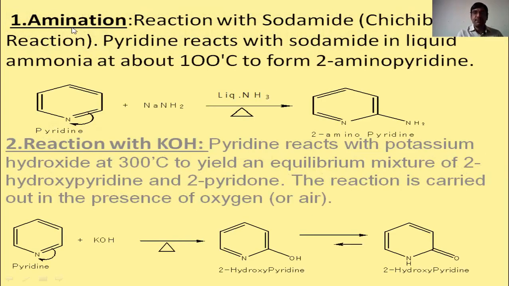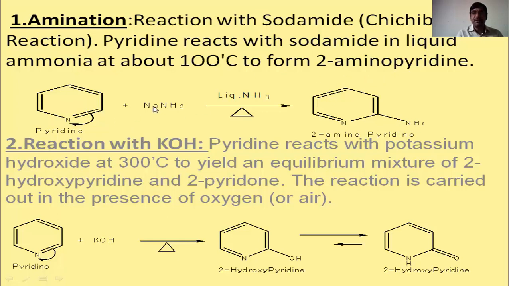The first nucleophilic substitution reaction is the amination reaction. The reaction of pyridine with sodamide is also called the Chichibabin reaction. In this, pyridine reacts with sodamide, meaning NaNH2, in liquid ammonia as a solvent at 100 degrees centigrade to form 2-aminopyridine.